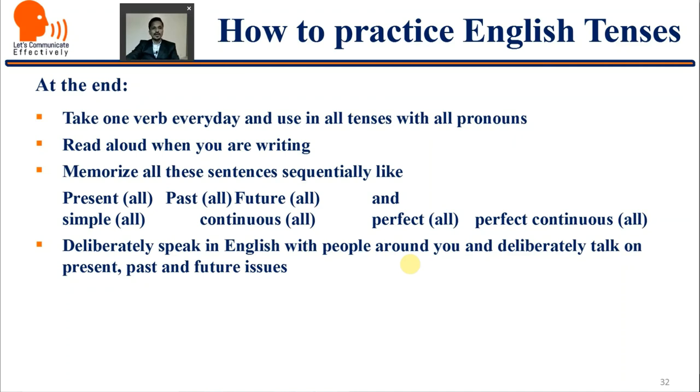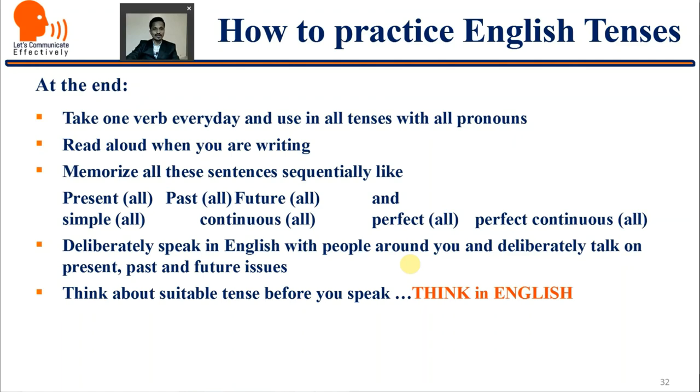45 days. So after that, you have to deliberately talk with the people around you and deliberately start talking about the future, sometimes past, sometimes present. And next is very important. Think about suitable tenses before you speak. Now, when you decide to think about the past, I want to refer to the immediate past, simple. I have to refer to the thing which has already happened, so I have to refer to the past perfect. I have to talk about the coming future, so simple future, and so on. So you will definitely get the responses automatically in your brain, right?